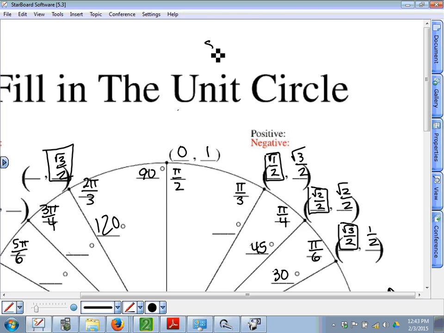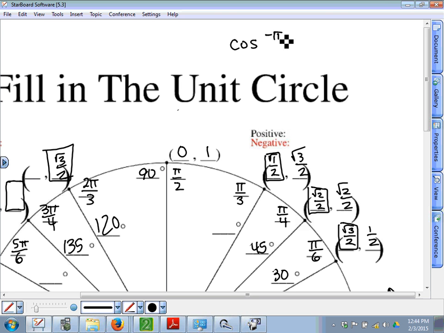What about this one? Sine of 3 pi over 4. What's 3 pi over 4? 135. What's the y value there? Square root of 2 over 2. Square root of 2 over 2. Okay? One more. I'm going to see if I get you guys on this one. You ready?